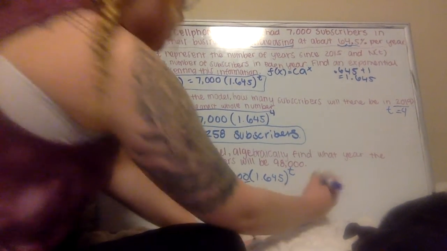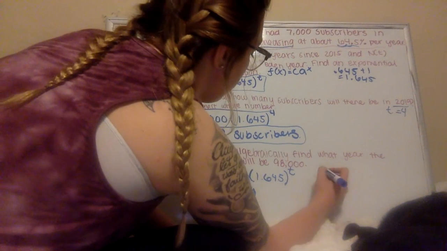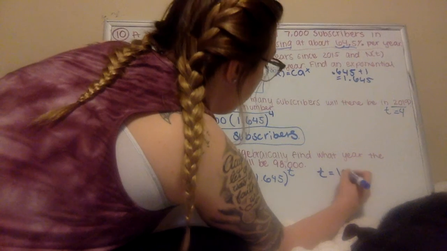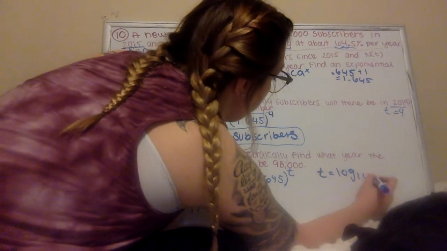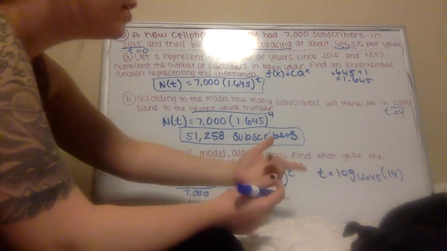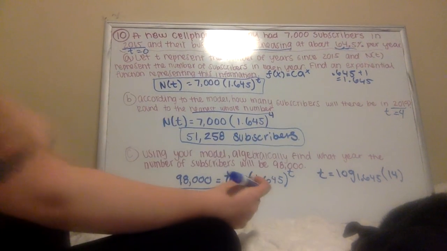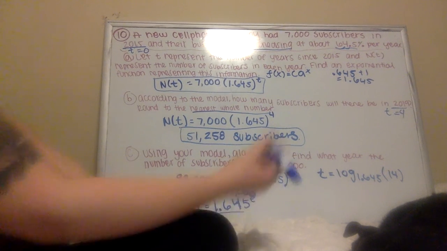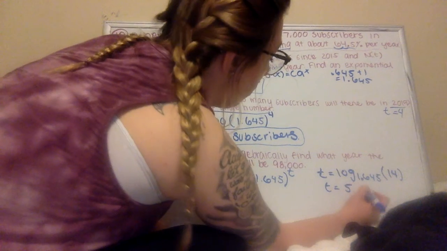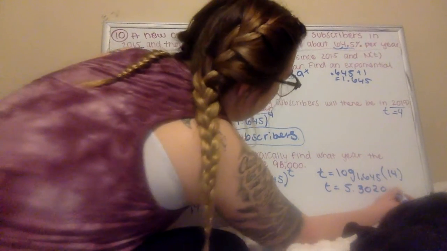So we write our exponent equals, so our T equals, our bases are the same, so log base 1.645 of what's left over here, 14. Then again, you plug this into the calculator, or you can use change of base if you don't have the button where you can plug in a different base value than base 10. When you plug this in, you will get T equals 5.302 something.